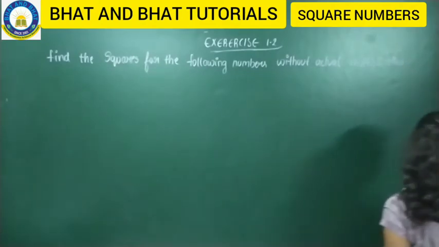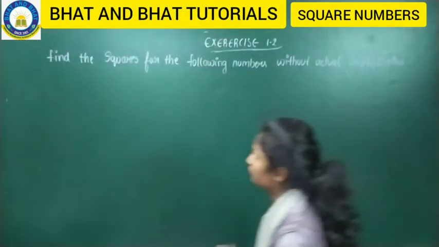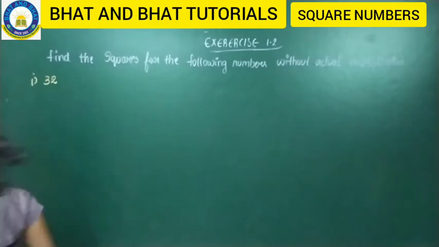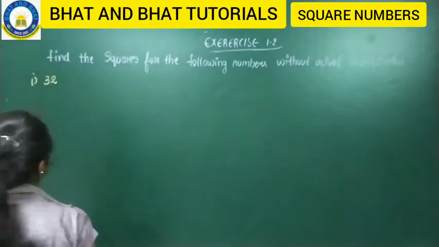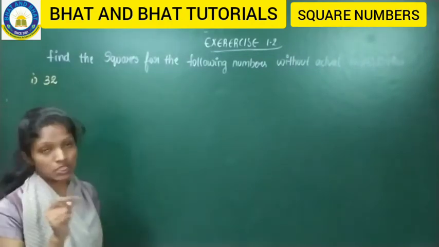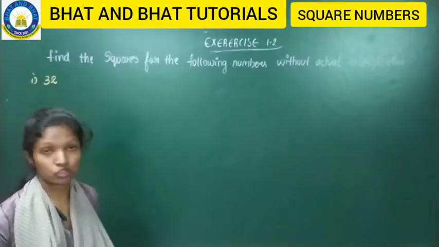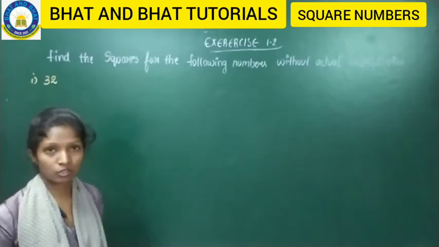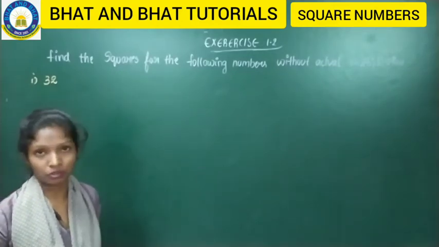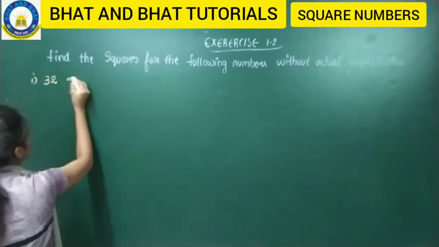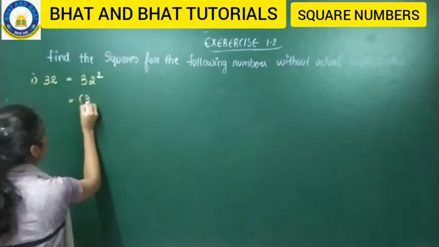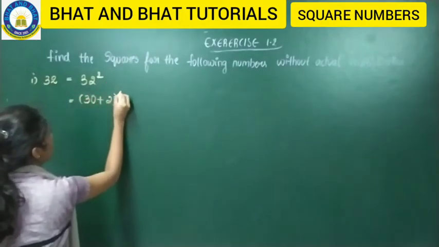In the same way, in your exercise also the questions are available. So see question number 1, 32, question number 2. We'll just solve one by one, okay? Question number 1 is 32, where you will be finding the square of 32 without actual multiplication. So what is this actual multiplication? As we had discussed, 30 plus 2. This is what we are going to do here. Since we had learned this, I'm not going to explain this directly. I'll go with the problems. So that is 30 plus 2 whole square.